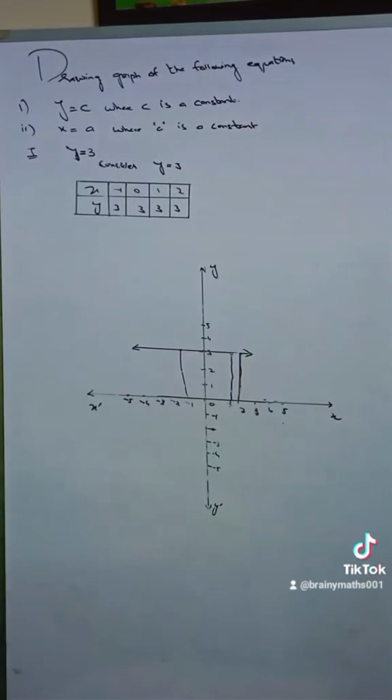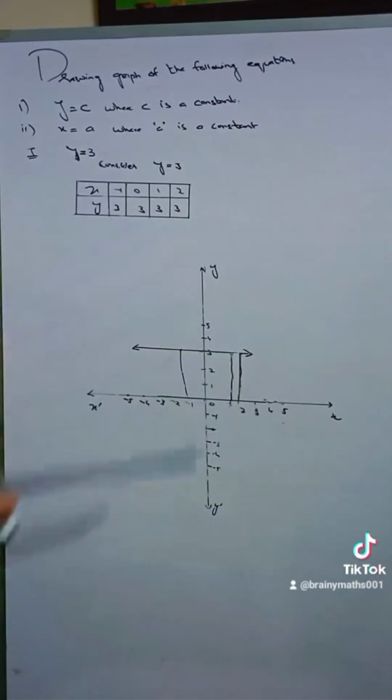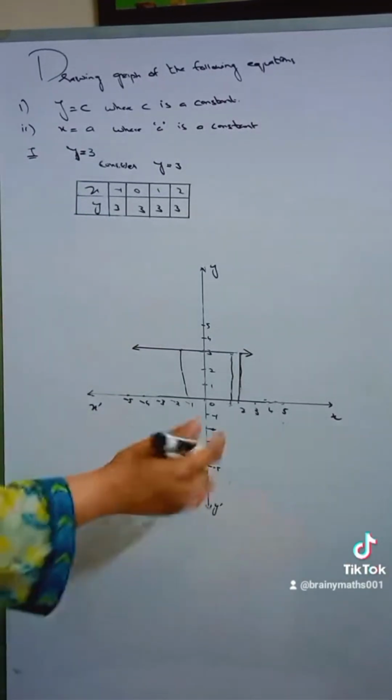So, we get a linear equation parallel to our horizontal axis. So, this is the graph we can easily locate on paper. So, you can say that this is the graph of the equation y equals 3. In the end, you can write it like that.